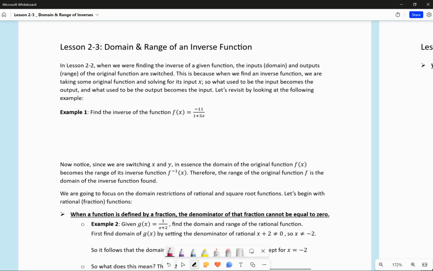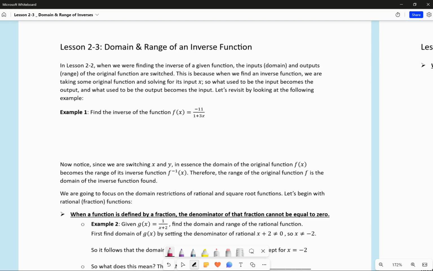Lesson 2-3, domain and range of an inverse function. So in lesson 2-2, when we were finding the inverse of a given function, the inputs we call domain and outputs range of the original function are switched. This is because when we find an inverse function, we are taking some original function and solving for x. So what used to be the input becomes the output, and what used to be the output becomes the input.